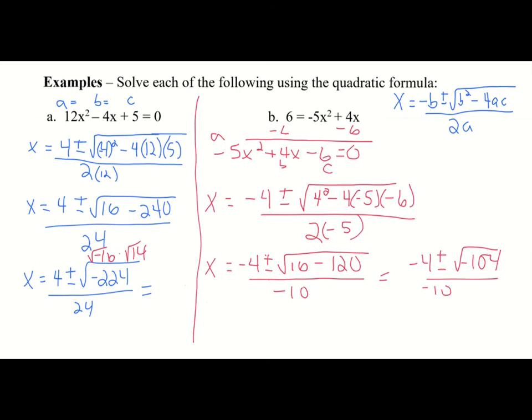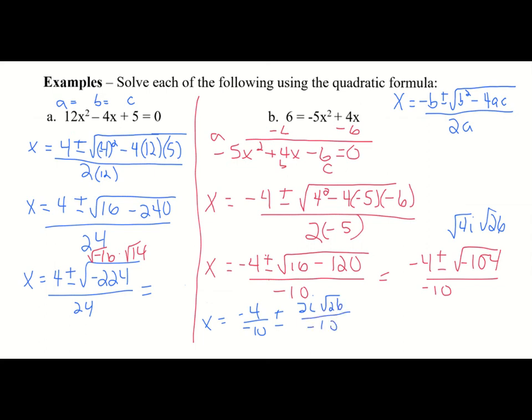And again, we do need to break that up and simplify. So it's going to be negative 4 over negative 10 plus or minus the square root of 104. I know that 4 will go into it. Let's divide and see. Yeah, 4 and 26. So we're going to break it up into the square root of 4 times i times the square root of 26. So that's going to give me 2i square root 26 over negative 10.